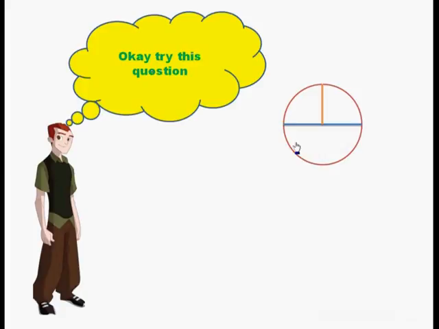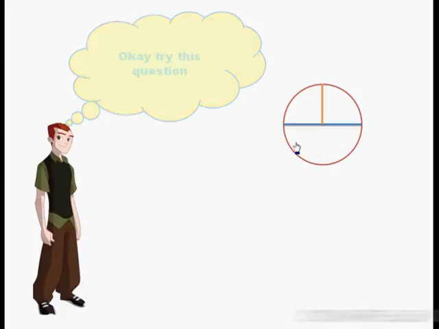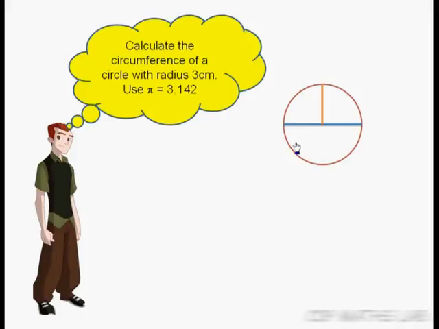Okay, try this question. Calculate the circumference of a circle with radius 3 centimeter. Use pi to be equal to 3.142. So pause the video and try this question.